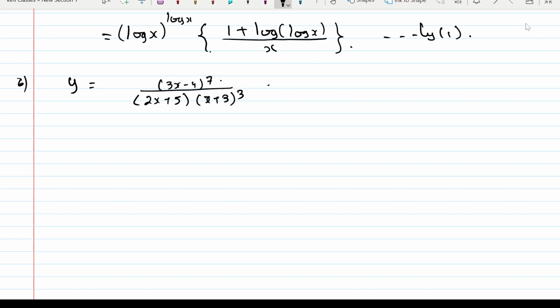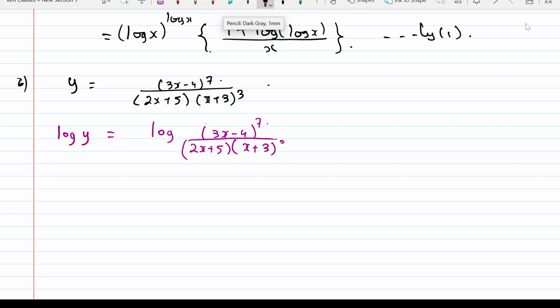Anyway, this is a complicated expression, so we can use log. Let's use log. Log y is equal to log of 3x minus 4 raised to 7 divided by 2x plus 5 into x plus 3 raised to 3. Sakshi, following or am I still going fast?